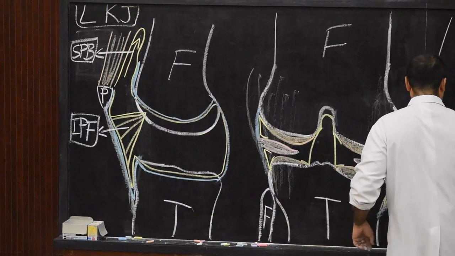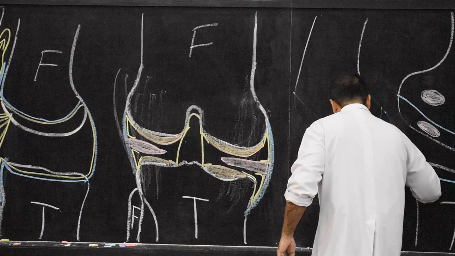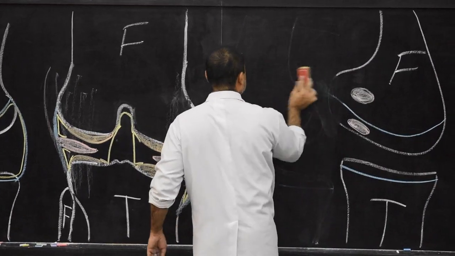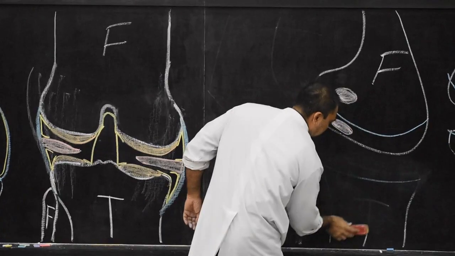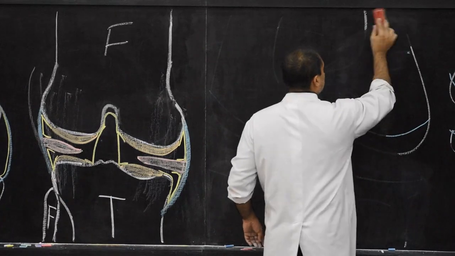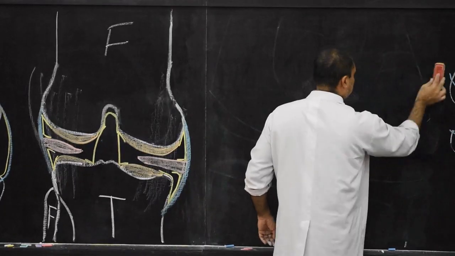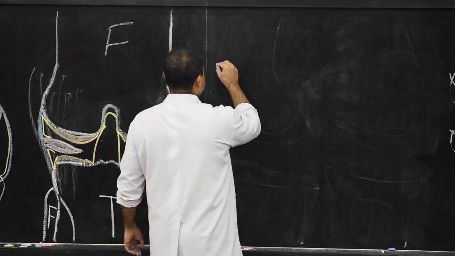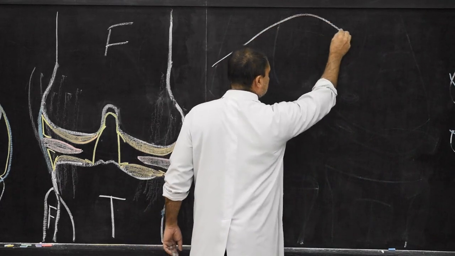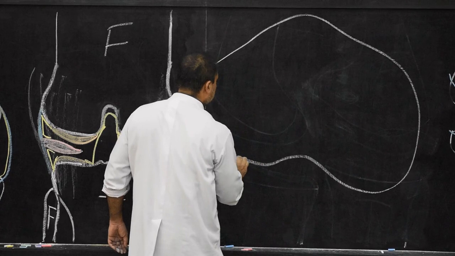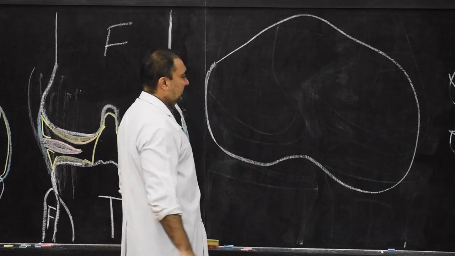Here I am going to create some space on this side, and we are going to draw the coronal section of the tibia as well as the femur. And in that coronal section, we are going to show the entire reflection of the synovial membrane. So here, let us draw the coronal section of the tibia.